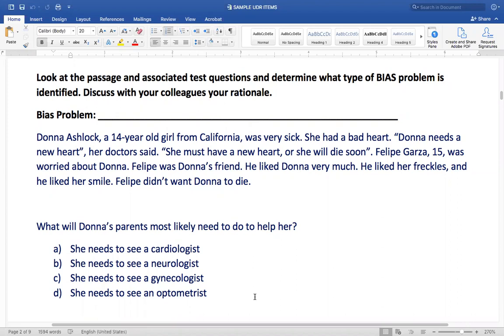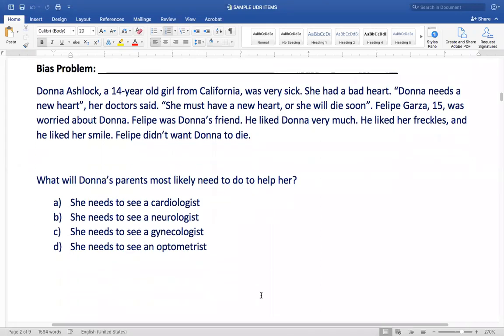Let's look at the test question. What will Donna's parents most likely need to do to help her? So she needs to see a cardiologist, she needs to see a neurologist, she needs to see a gynecologist, she needs to see an optometrist, right?